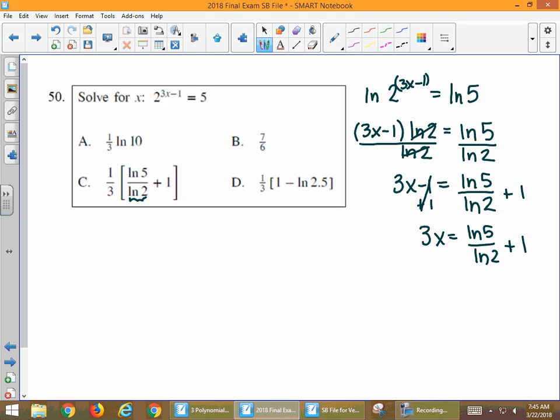But if I look at my answers, 3 of them have this 1/3 out front. And multiplying by 1/3 is the same as dividing by 3. So I'm going to write it like that with all of those solutions in mind. Or if you even wanted to write, instead of that, divide by 3 times 1/3 on the left side as well. That would be lovely. So I have 1/3 on the outside, ln of 5 over ln of 2 plus 1.